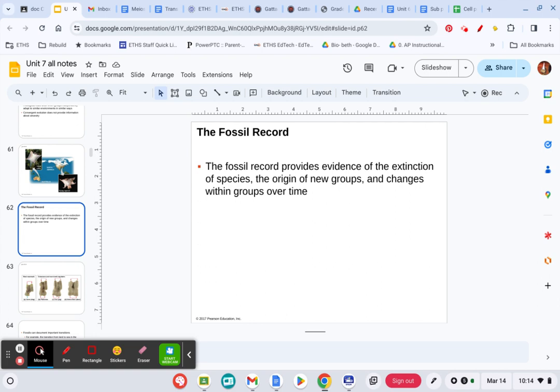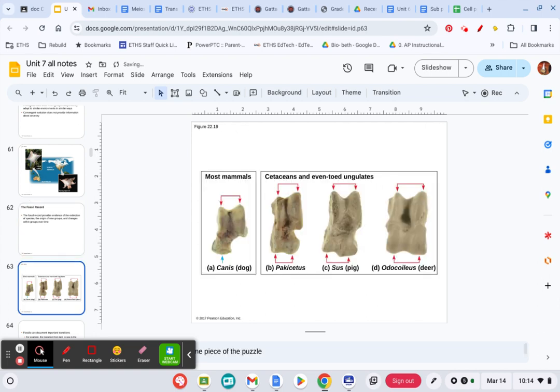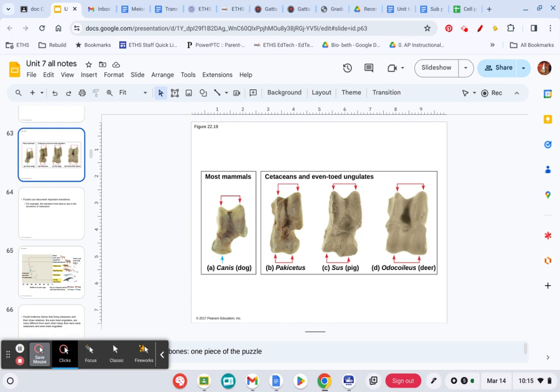Again, with the fossil record, it can show when a species went extinct, and it can also show how a species changes over time. So here are some ankle bones from different animals: dogs and pigs and deer, and then something called a pachycetus, which is a critter that we're going to see in a second that is extinct. You can see they're all pretty similar to each other.